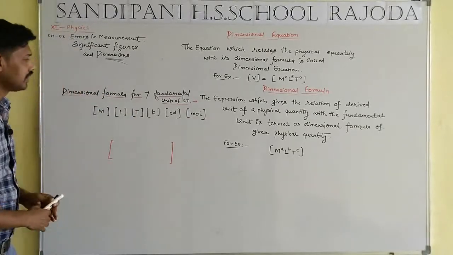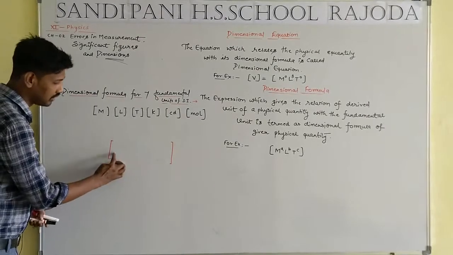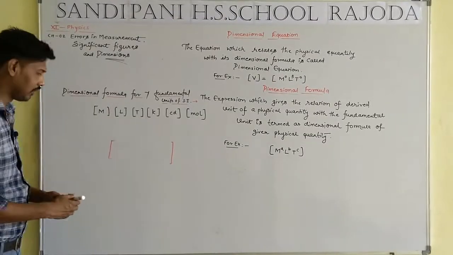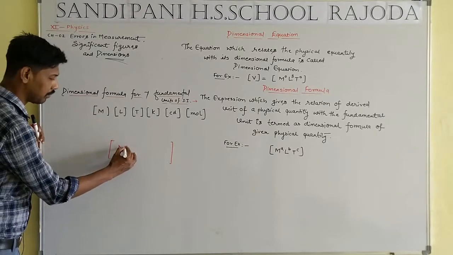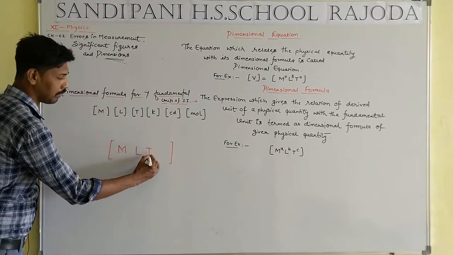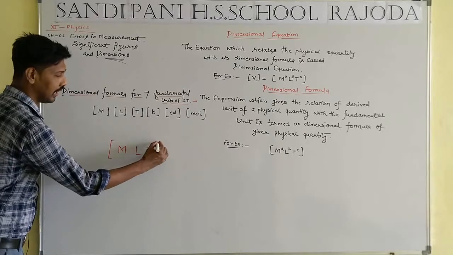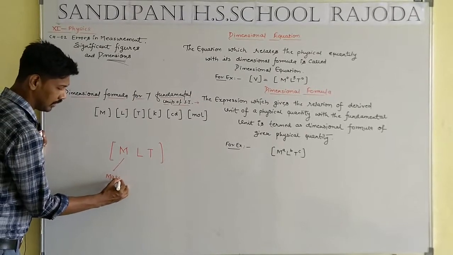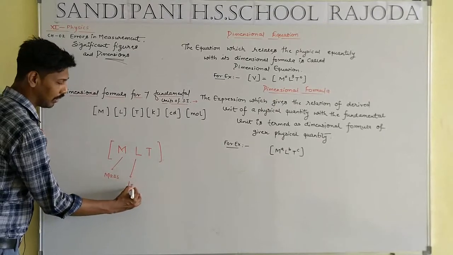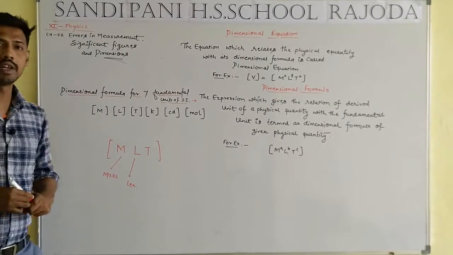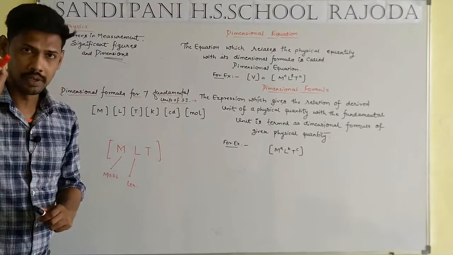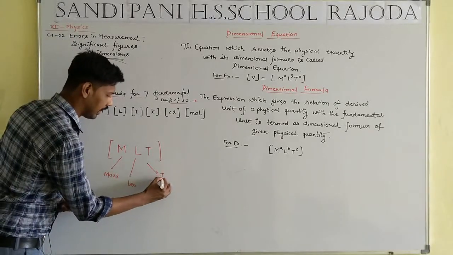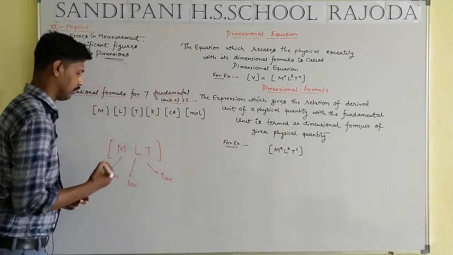So the representation of dimensional formula is in the shape of a square bracket, just like a matrix. Now we are taking three portions, basically measure M, L and T. M means a representation of mass. L means length. What is the meaning of length? Length means length, breadth, height, depth and so on. And T means time.